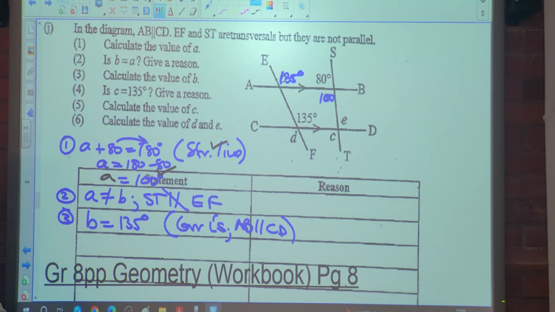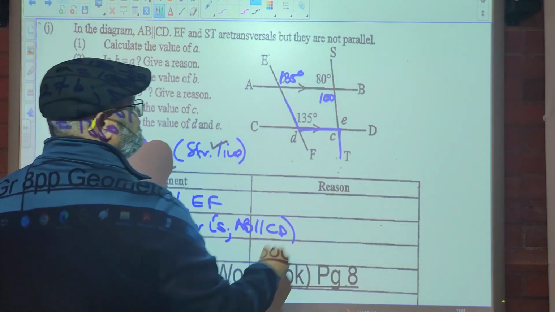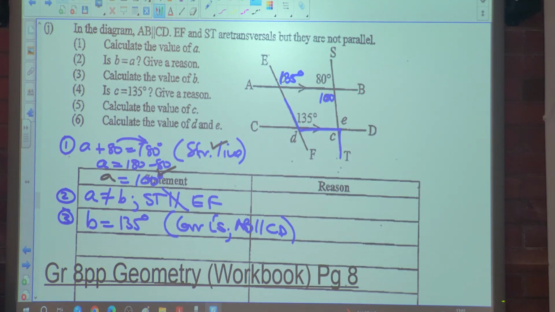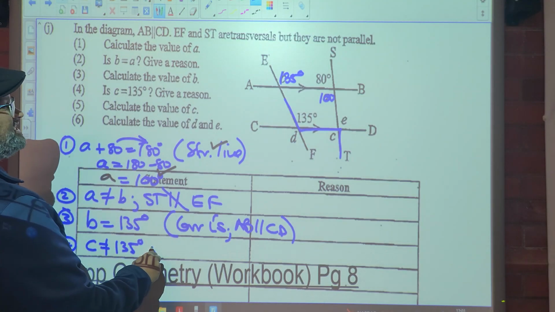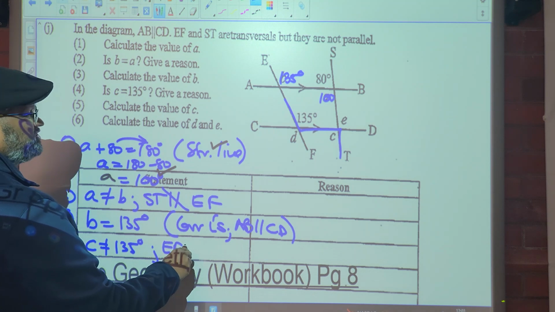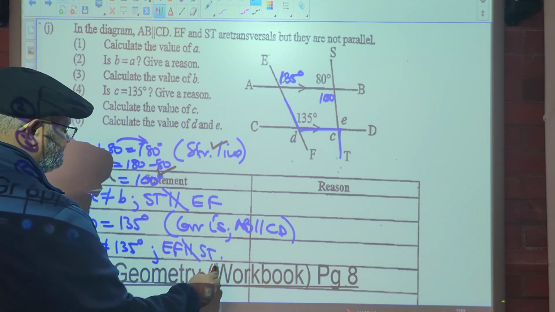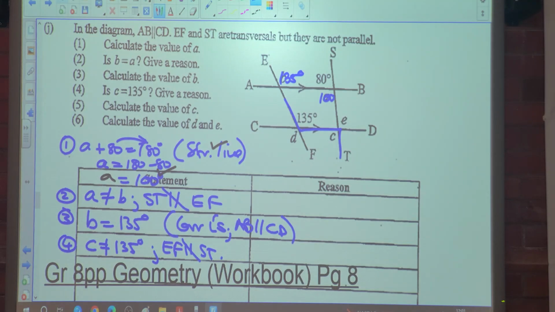Is C 135? Is C 135? No. Why not? C is not equal to 135. We could have just said no. Why? Because EF is not parallel to ST. Yes, Michael? Do we have to specifically write EF is not parallel to ST, or can we just write the lines are not parallel? Yeah, that's acceptable.